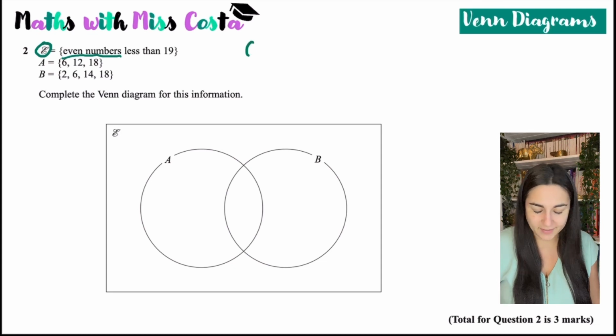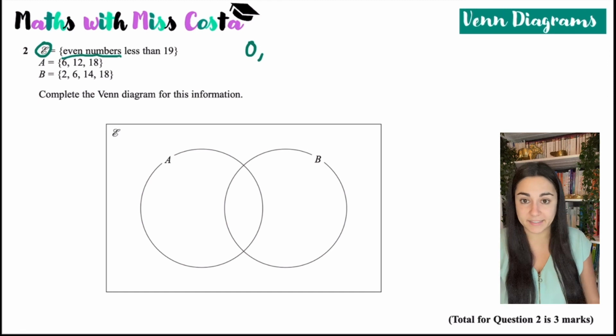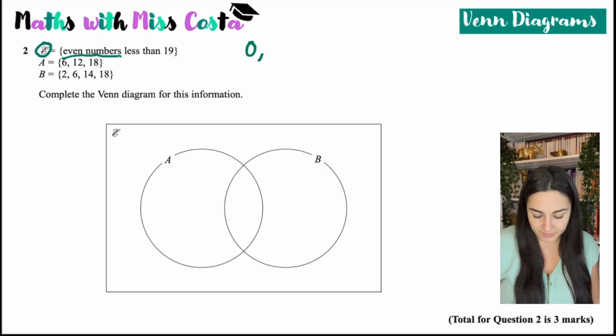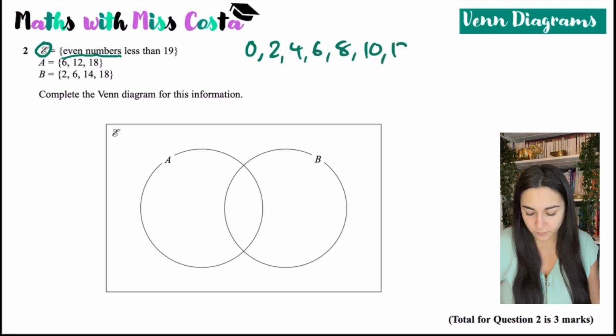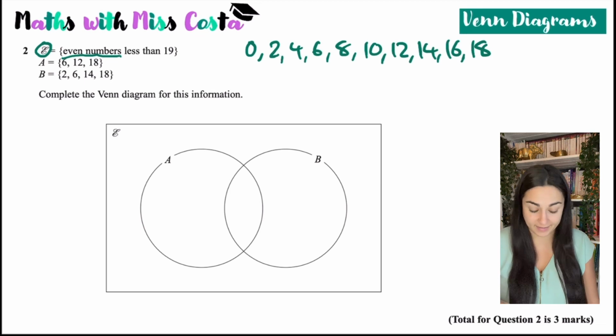Now 0 is sort of a contention. You can include it, you don't have to, you won't get penalised if you didn't include it. But so 0, 2, 4, 6, 8, 10, 12, 14, 16, 18 are the numbers that need to be included in this Venn diagram inside the rectangle. Okay, now inside of A, there's 6, 12 and 18, and inside of B, there's 2, 6, 14 and 18.